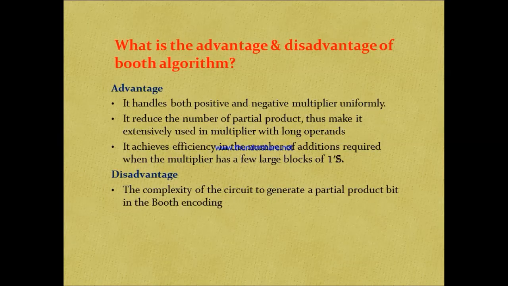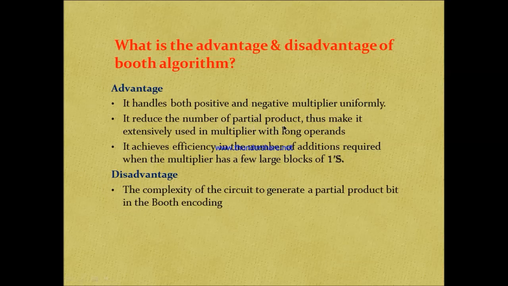First, what are the advantages and disadvantages of Booth algorithm? The advantage of Booth algorithm is that it handles both positive and negative multipliers uniformly. That means whether the multiplier is positive or negative, the process of operation is the same or uniform. Second, it reduces the number of partial products, thus making it extensively used in multipliers with long operands. That means when you use the Booth algorithm, the partial products will be reduced.